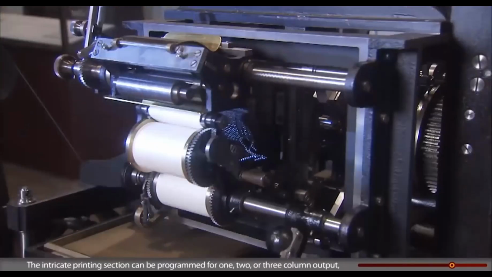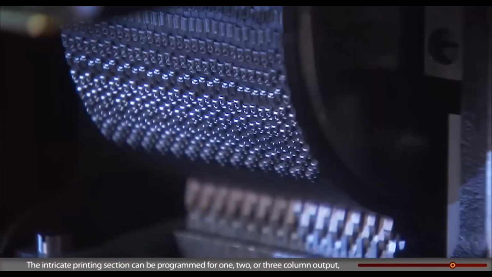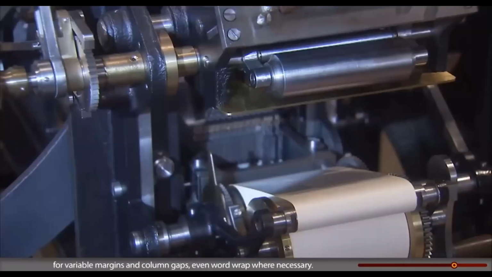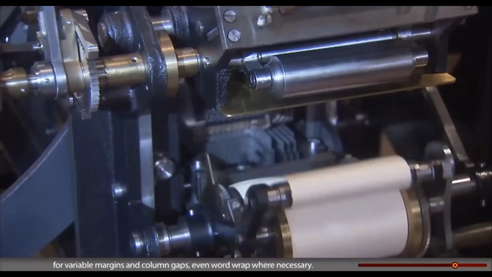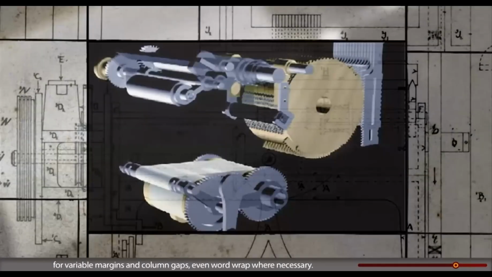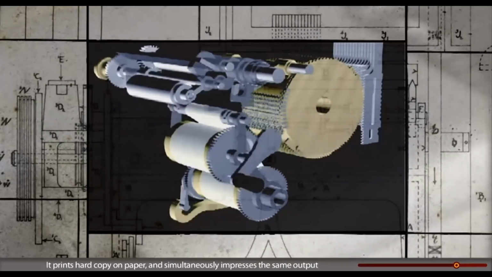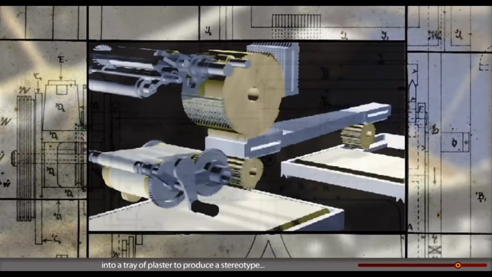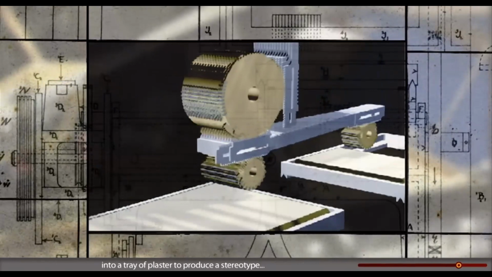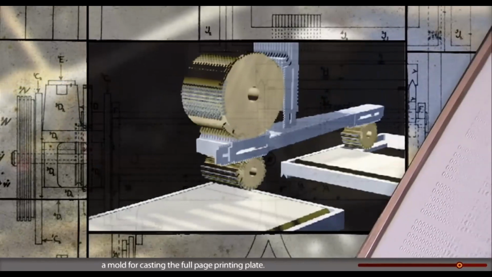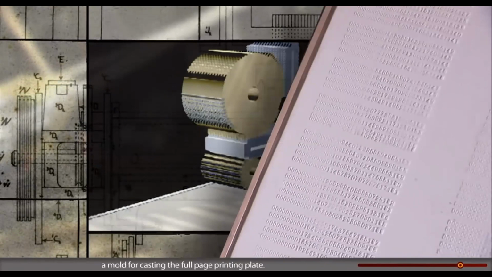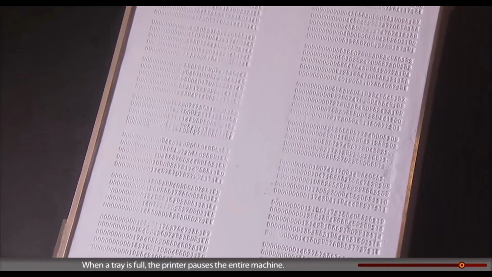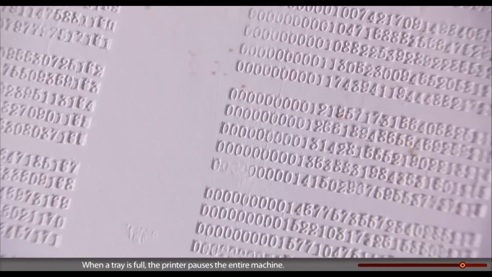The intricate printing section can be programmed for 1, 2, or 3 column output, for 2 font sizes at once, for variable margins and column gaps, even word wrap where necessary. It prints hard copy on paper and simultaneously impresses the same output into a tray of plaster to produce a stereotype, a mold for casting a full-page printing plate. When a tray is full, the printer pauses the entire machine.